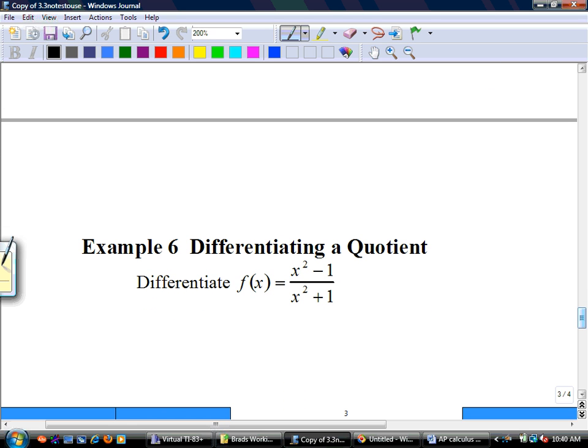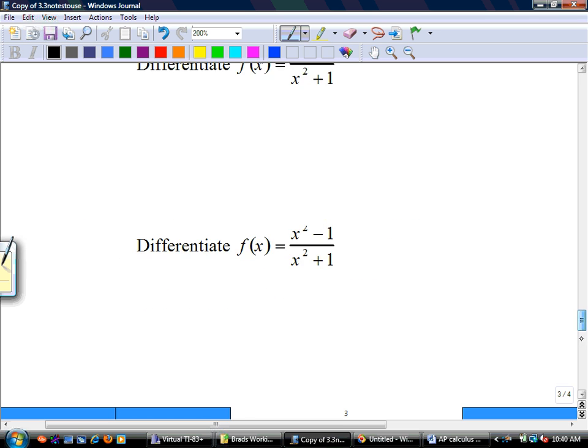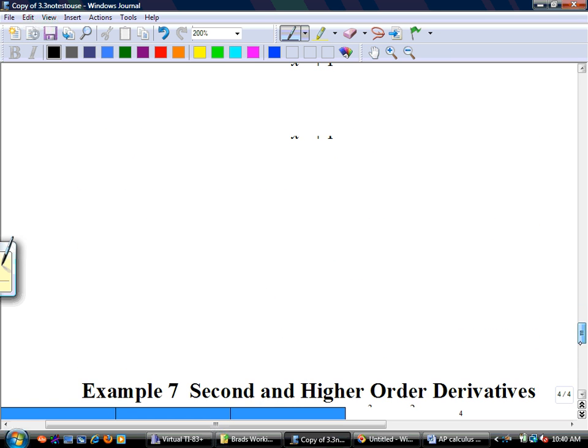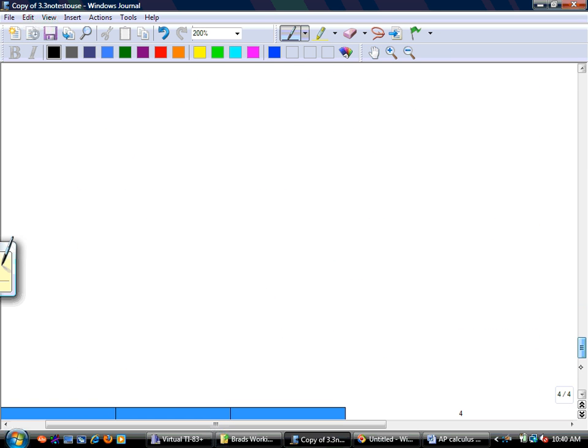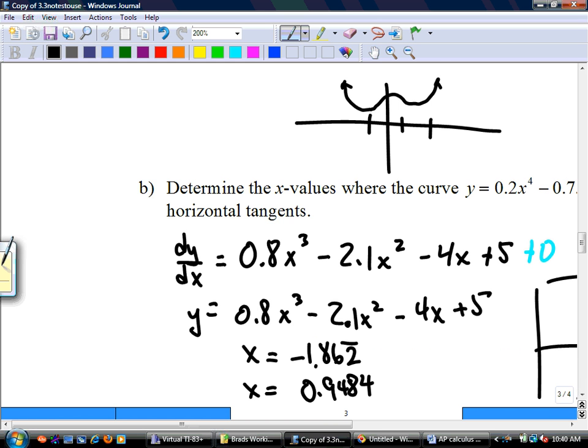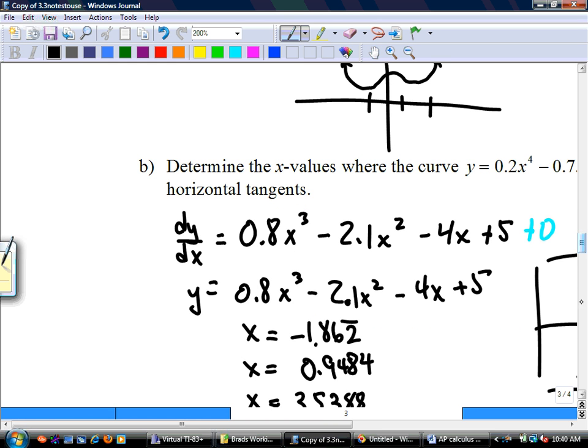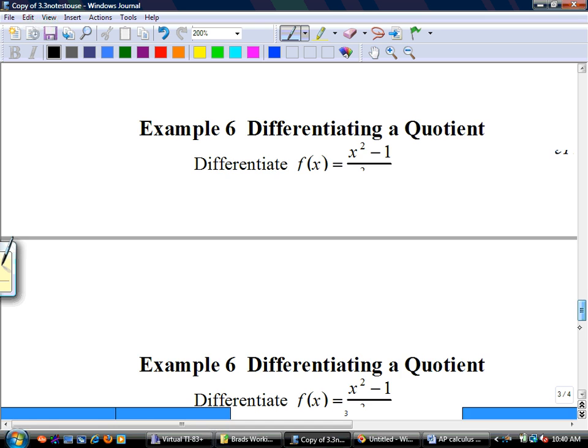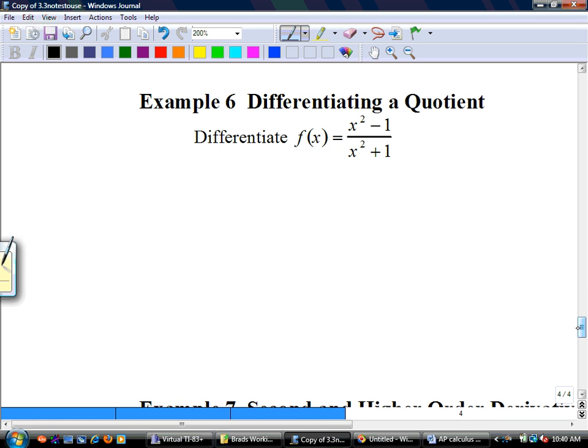Okay, differentiating a quotient. We'll stop after this one. Let's do this. This is easy. The only weird one's the quotient. We're going to flip back and forth from the rule. So I'll put the rule here. It's open to that page, so I don't need to put the rule down now.